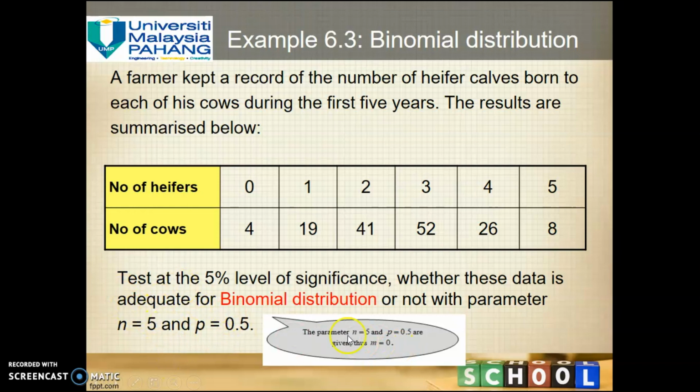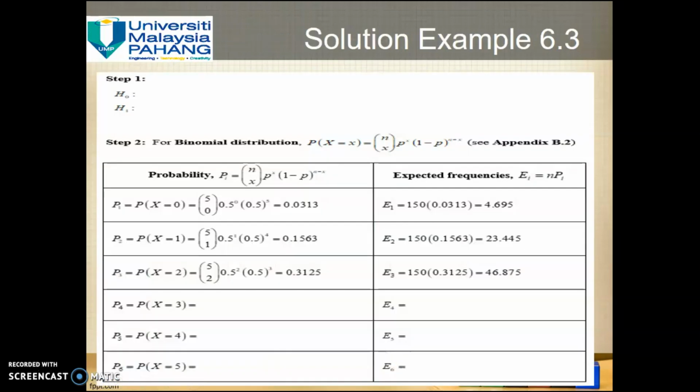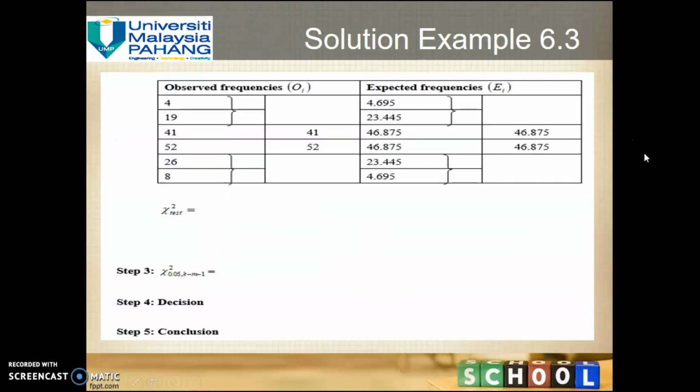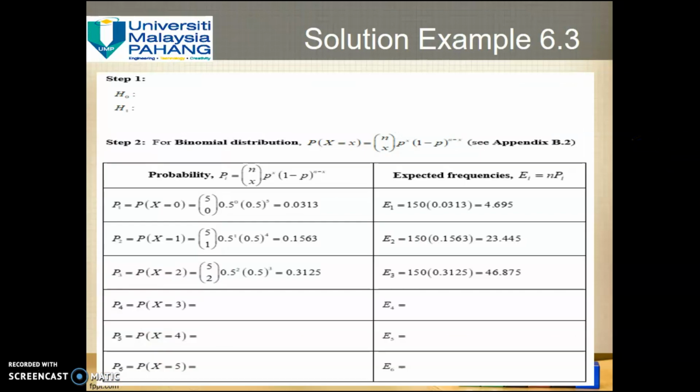So both given, M equals 0, means both parameters are given. If one is given, let's say N is not given but we have P, then M equals 1. If both are not here, then M equals 2. Okay, so you can complete this step.